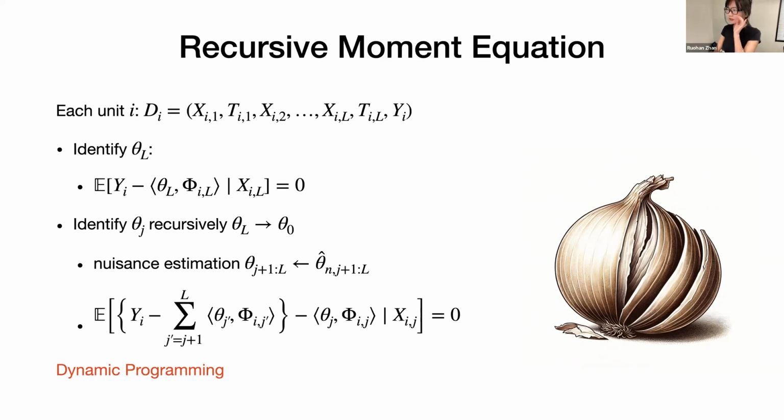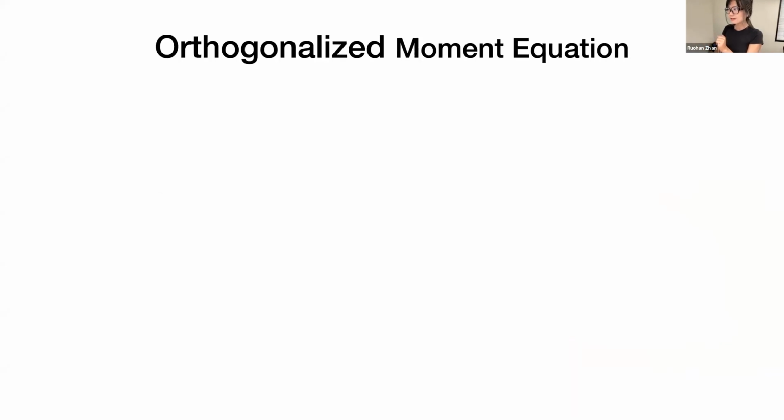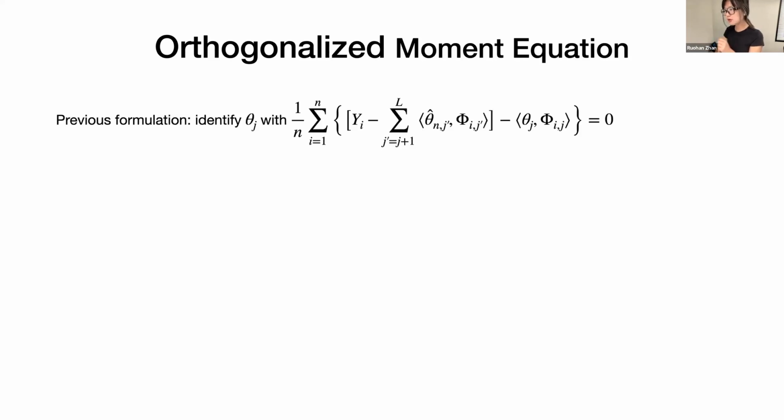Okay, so with that, but this estimation can be improved. For the previous formulation, we can identify theta J using theta J plus 1 to theta L as a nuisance parameter. Nuisance means that those parameters will help us to estimate our main estimation target, theta J here. So this is a nuisance estimation.